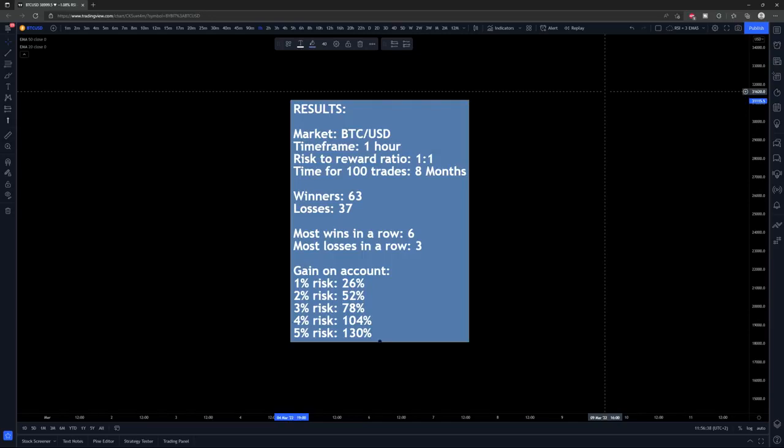But that's not a fair comparison to make if you aren't including the maximum drawdown in that. So if we risk 5% of our account equity per trade and our max loss in a row is 3, then we're going to have a drawdown of 15%. But if you buy and hold Bitcoin long term, you're going to have a much, much larger drawdown than 15% on your account equity. So it's just not a fair comparison to make.